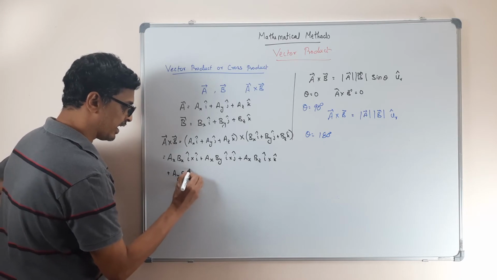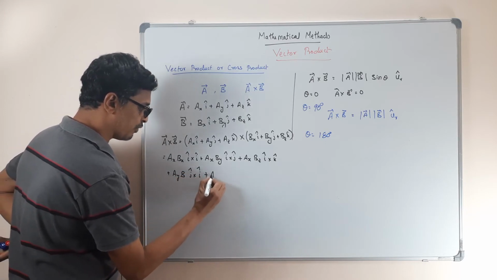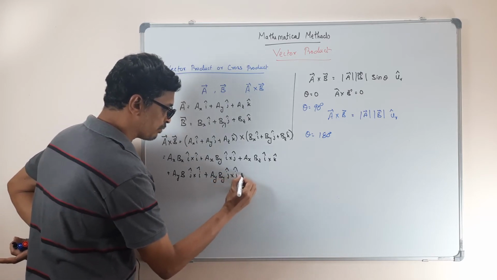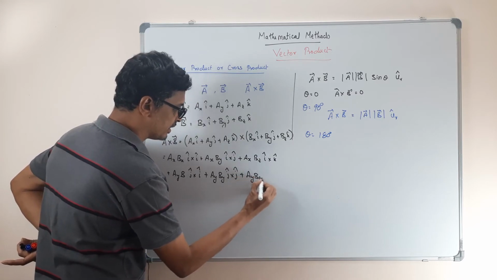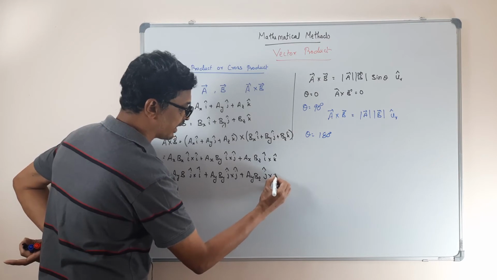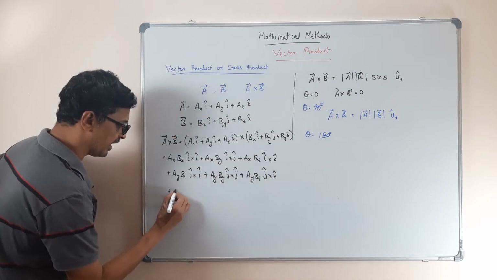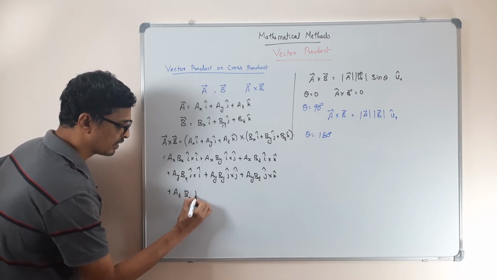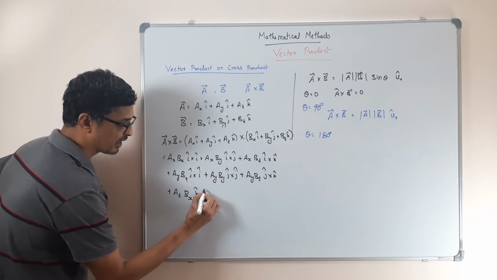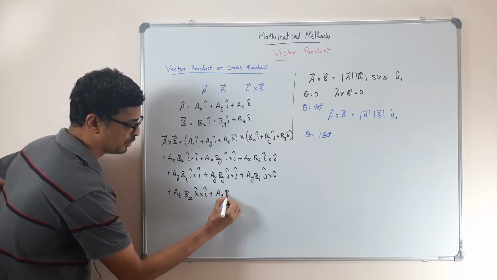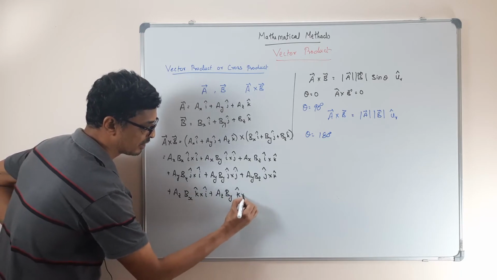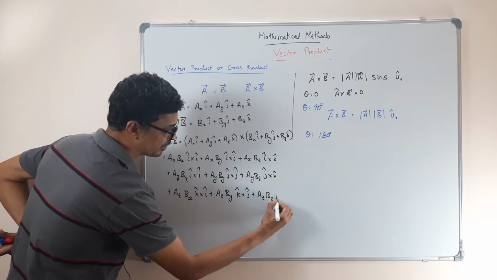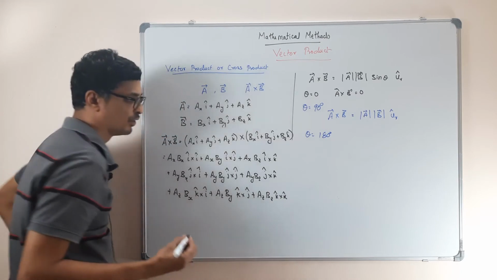AY BX j cap cross i cap plus AY BY j cap cross j cap plus AY BZ j cap cross k cap, correct? And the last one is AZ BX k cap cross i cap plus AZ BY k cap cross j cap plus AZ BZ k cap cross k cap. Okay, so we will write down that value.